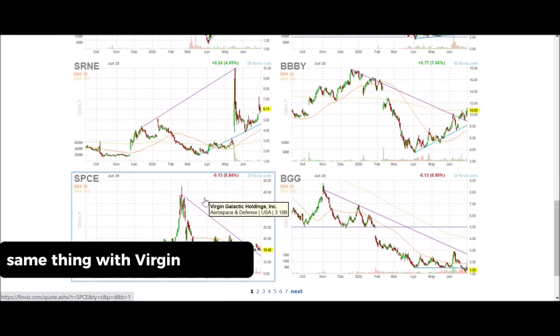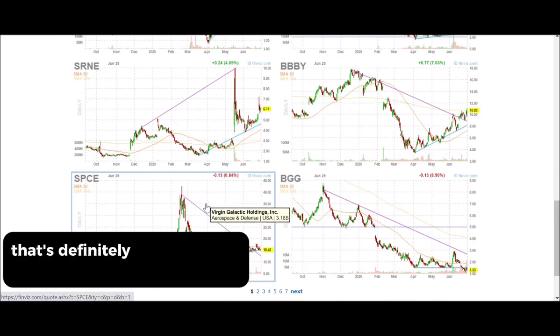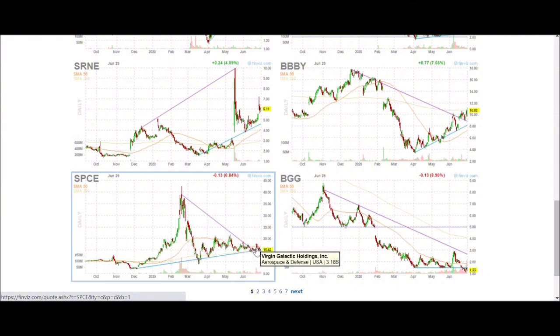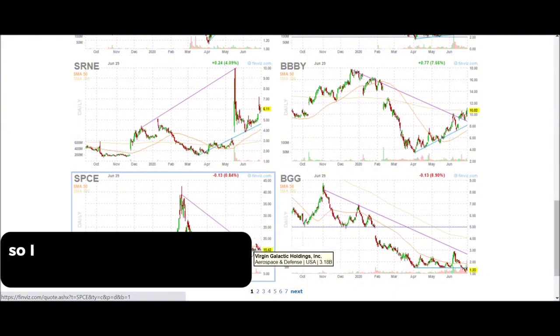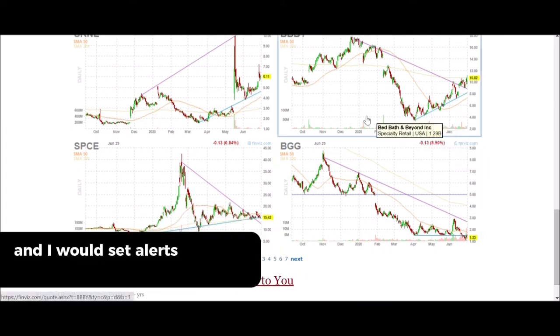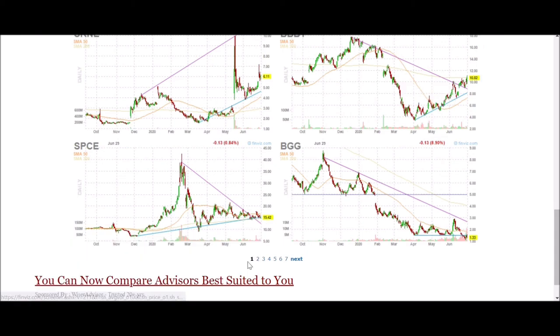Same thing with Virgin Galactic. That's definitely another good opportunity here. It's close to the 50-day moving average, so I also would go into my trading app and set alerts when I maybe write some of these down.